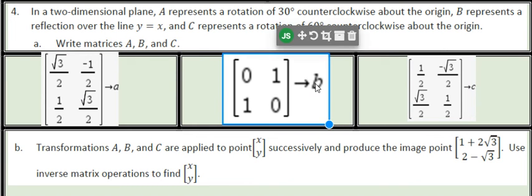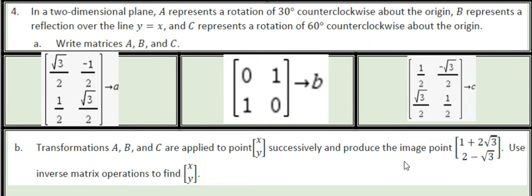Now, for part B, it says transformations A, B, and C are applied to point xy successively. And the product can produce the image 1 plus 2 radical 3, 2 minus radical 3. So this is our x, this is our y. Use inverse operations to find the original xy.